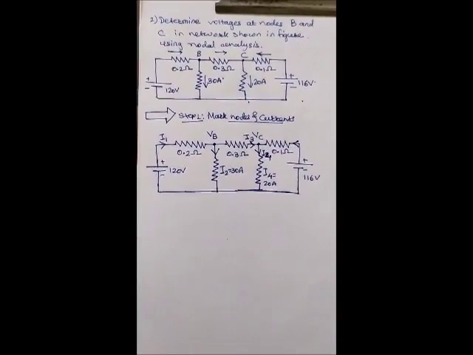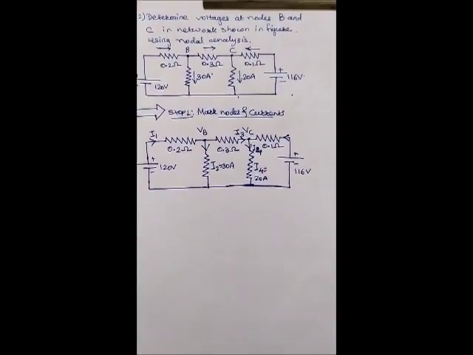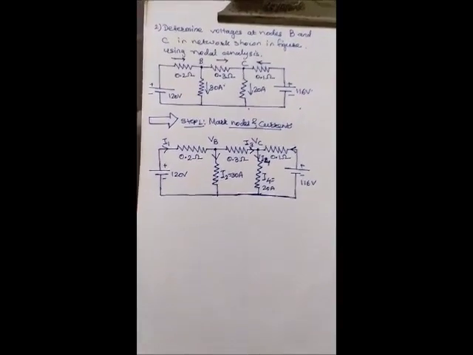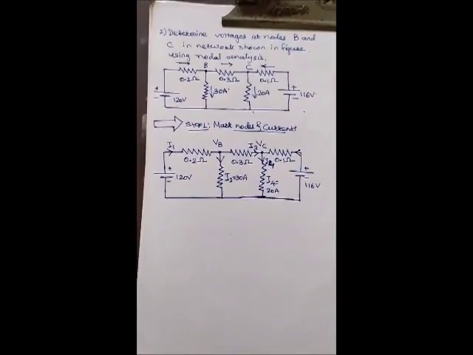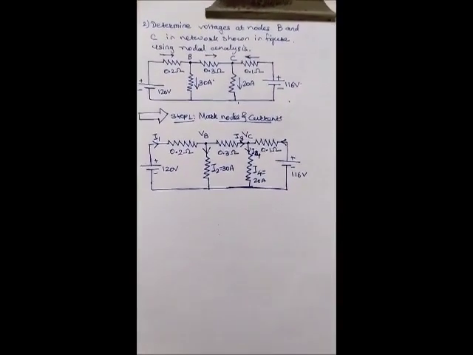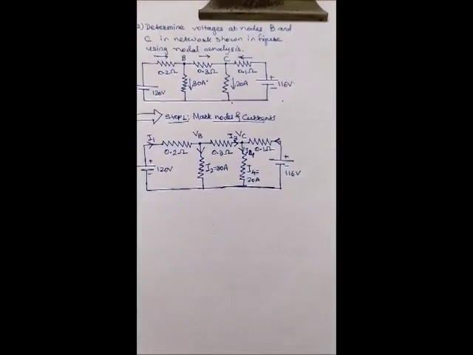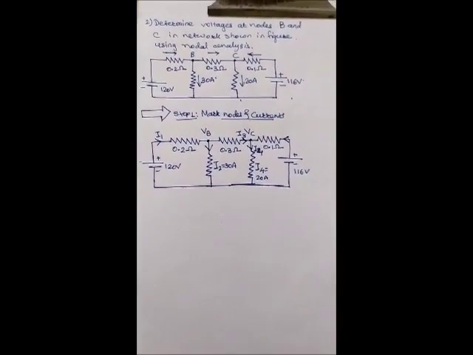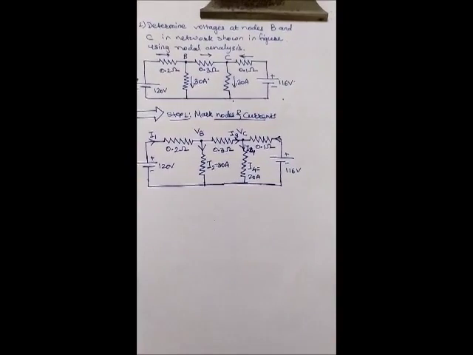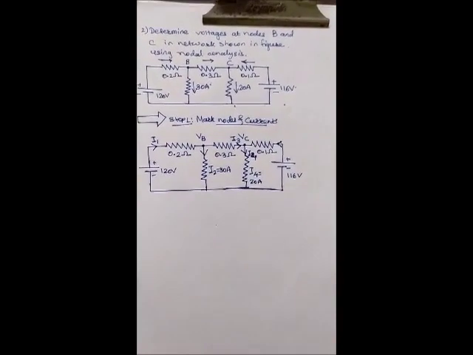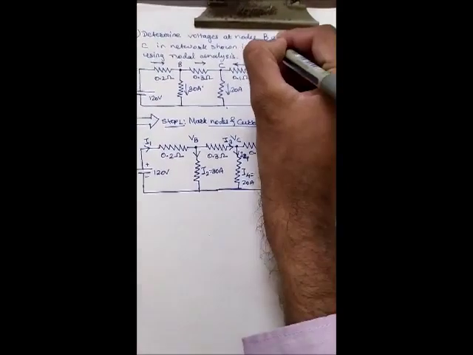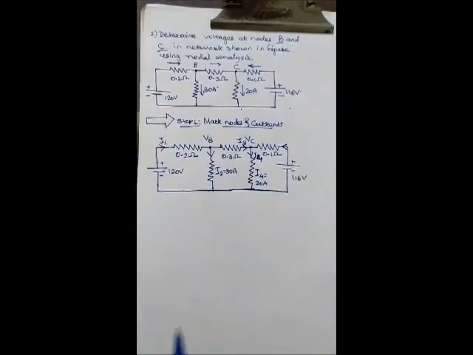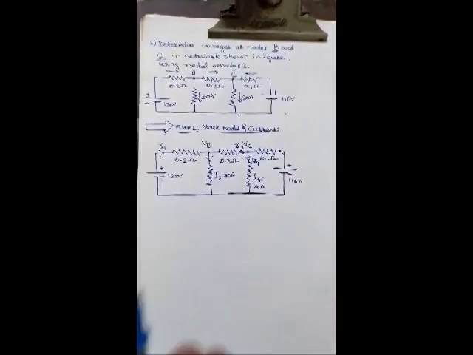In last lecture, we discussed the numerical on nodal analysis, where we calculated the branch currents across each element. In today's lecture, we are going to see this numerical: we have to determine the voltages at node point B and node point C in the network shown below using nodal analysis.